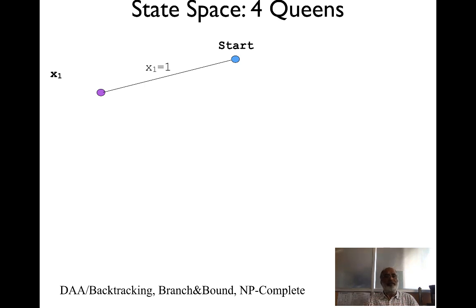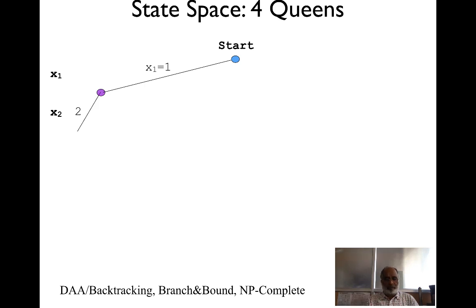But we start with a constraint that no row can have 2 queens and no column can have 2 queens. Since my queen 1 has gone to column 1 and row 1, x1 is equal to 1, which means my queen is placed in row 1. That means in my second column, I can have value either 2, 3 or 4. So the second queen can go to either row 2, row 3 or row 4.